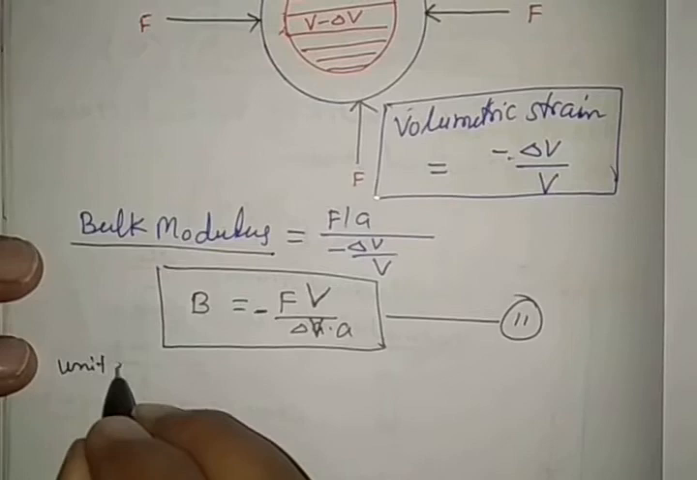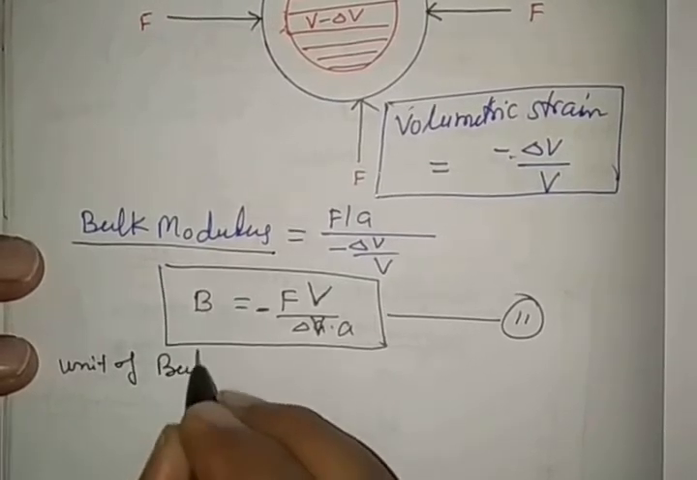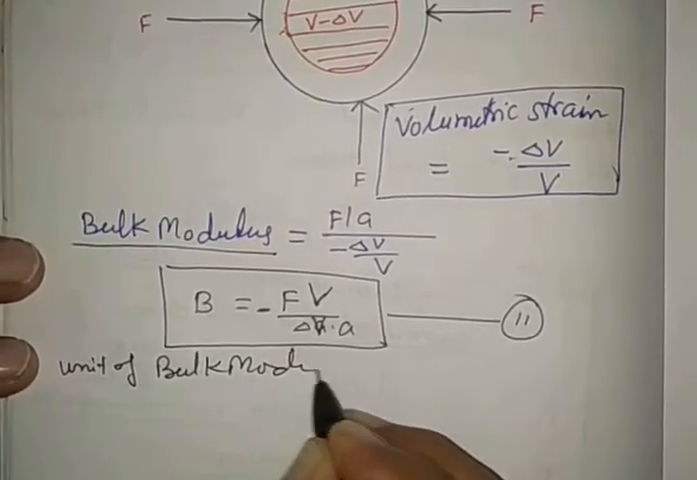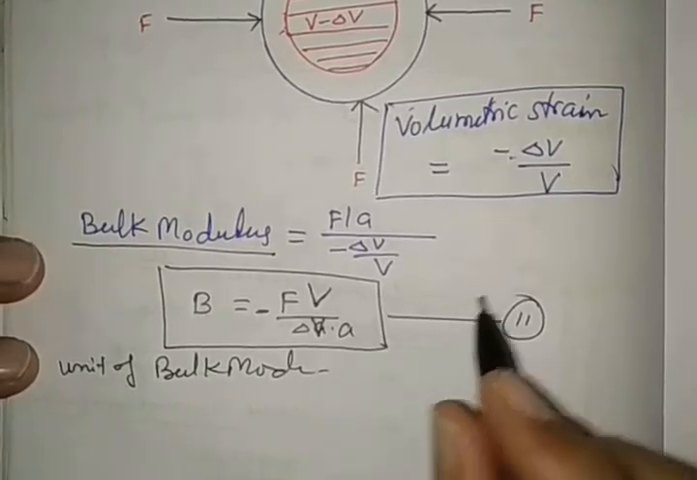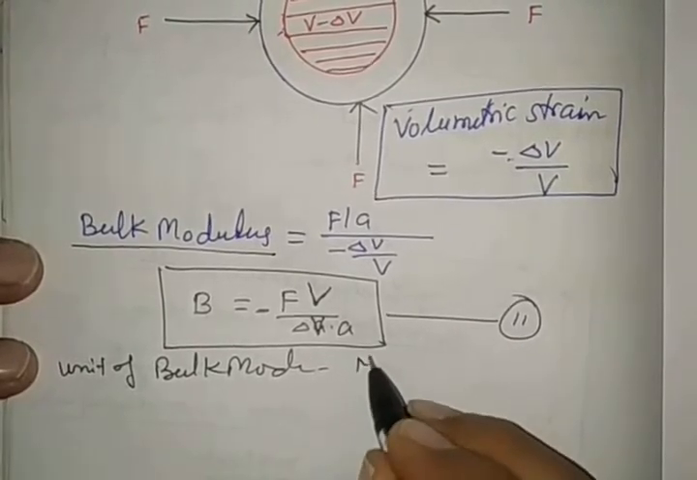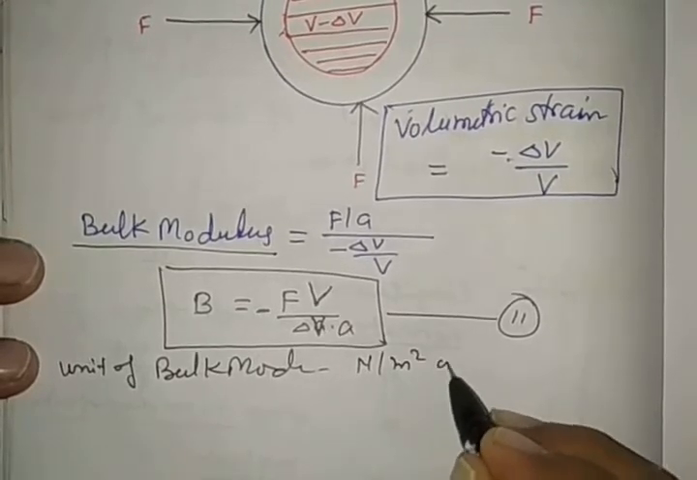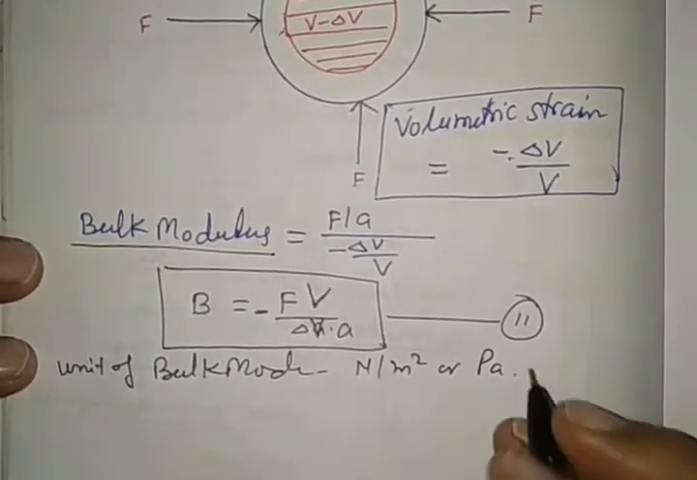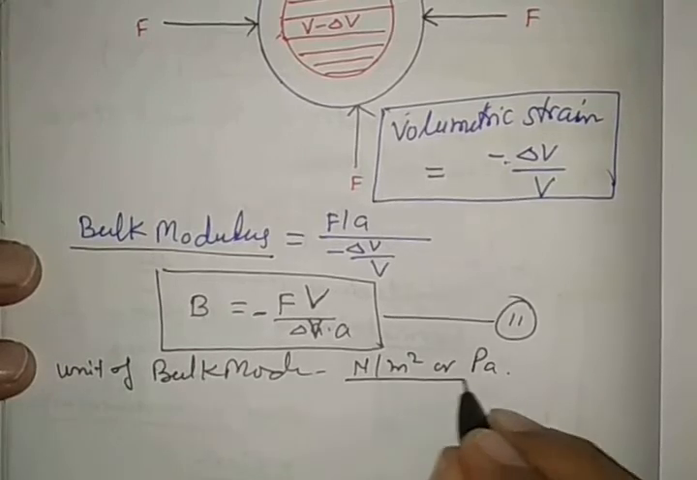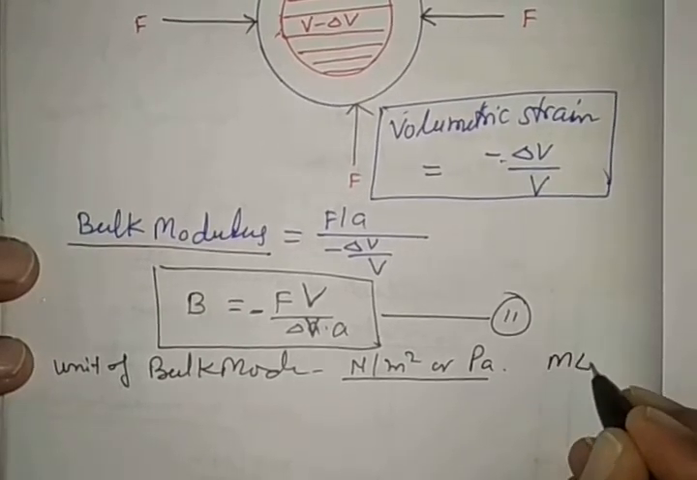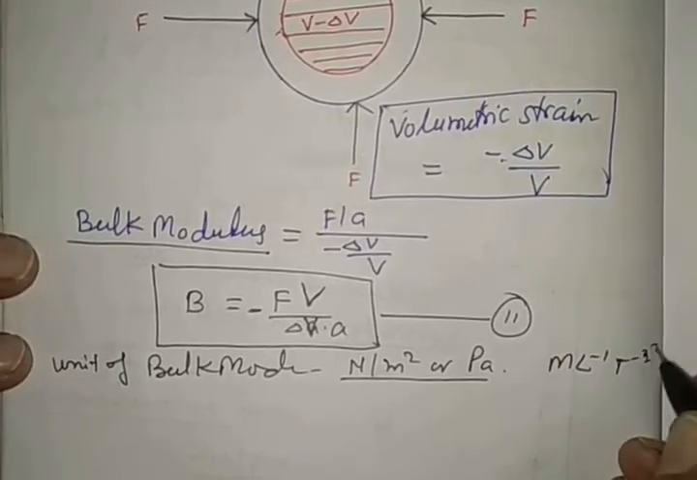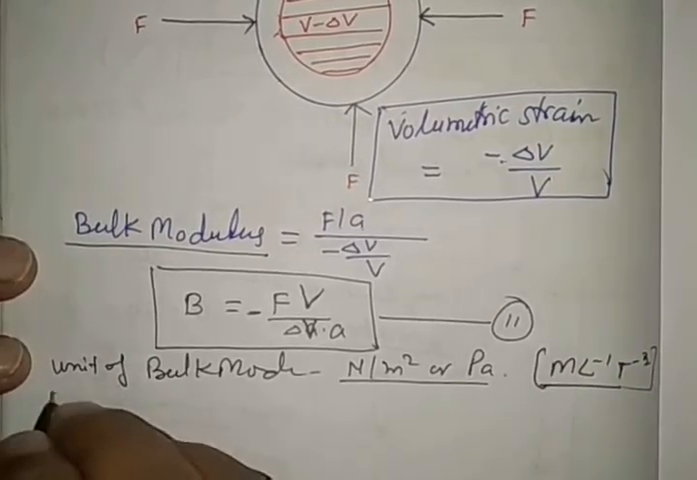The unit of bulk modulus is the same as Young modulus, that is stress by strain, which is Newton per meter square, and this is also called Pascal, right? And the dimension is the same as the previous one, M L inverse T minus 2, in this case.